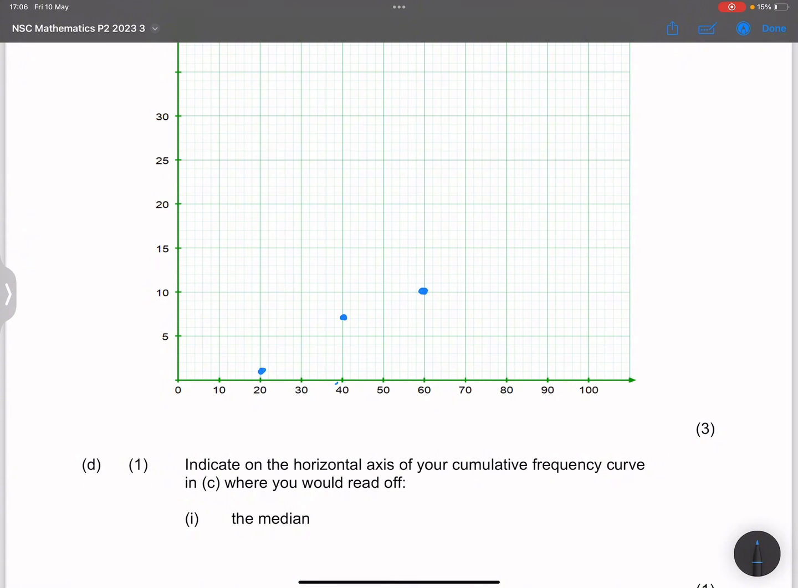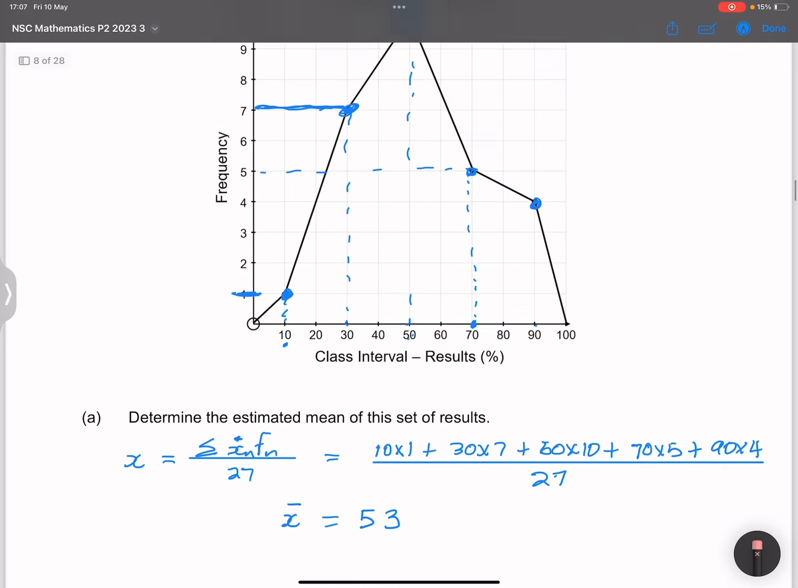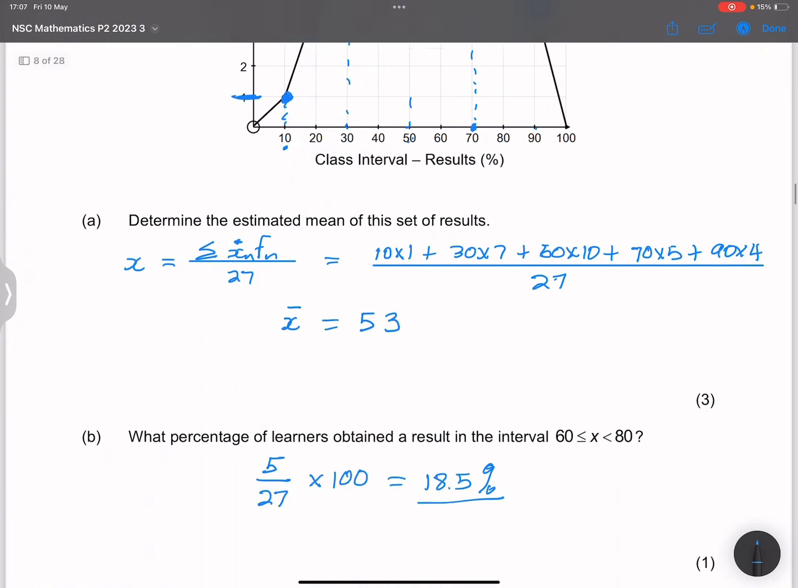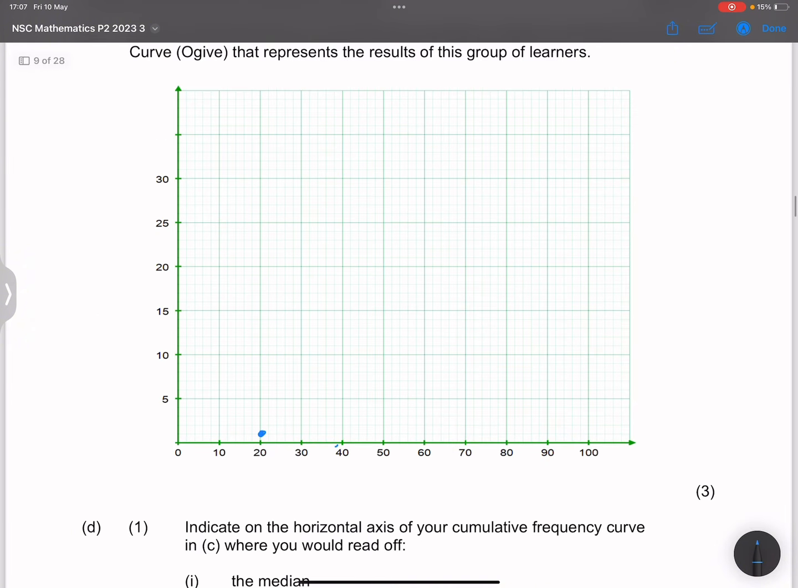Okay, in fact, I'm doing the wrong thing here, because remember, it's cumulative frequency, so I'm actually supposed to be adding. At 20, I've got 1. At 40, I'm going to add the 7. So I've got the 1 plus the 7, which would give me 8. Apologies about that, ladies and gents. So that would be 8.